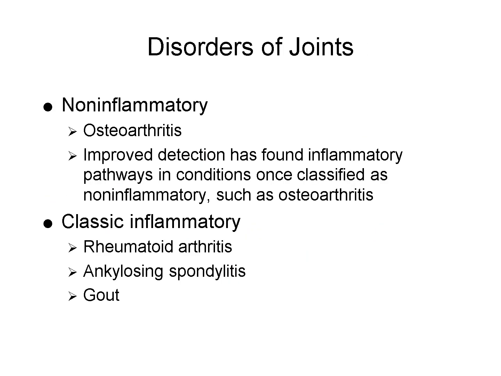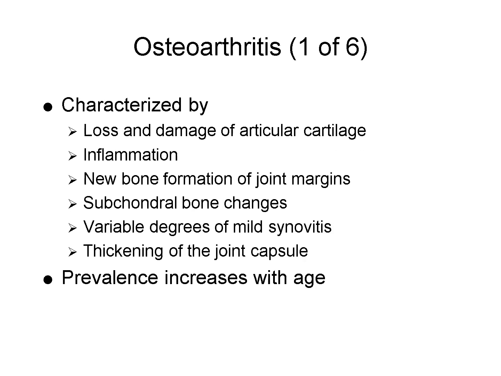Joint disorders are either non-inflammatory, like osteoarthritis, or inflammatory, like rheumatoid arthritis and gout. New research shows that even osteoarthritis may involve mild inflammation. Proper classification is important for selecting treatment. Both types can cause joint pain, stiffness, and deformity.